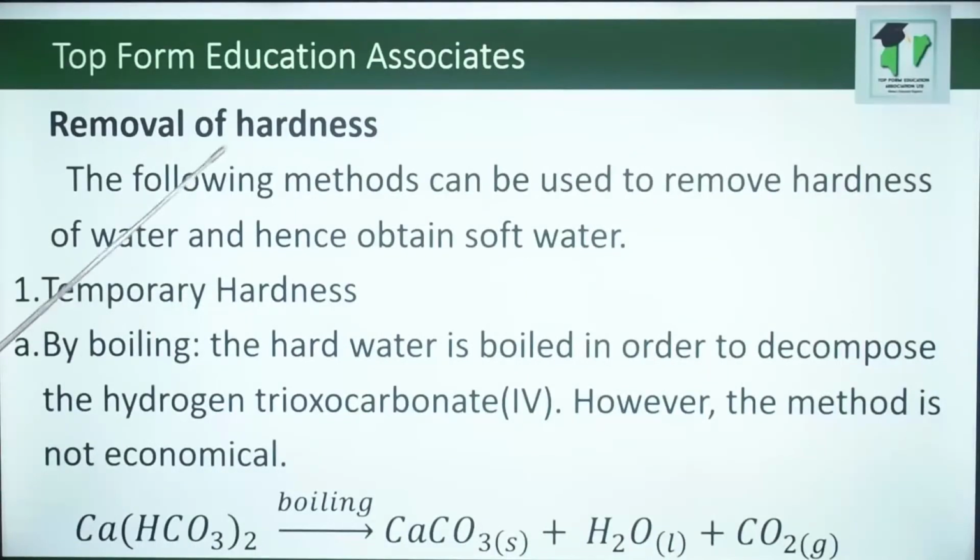Removal of hardness. The following methods can be used to remove hardness of water and hence obtain soft water. Temporary hardness. You can remove temporary hardness by boiling. The hard water is boiled in order to decompose the hydrogen trioxocarbonate IV. However, this method is not economical since it will waste energy.